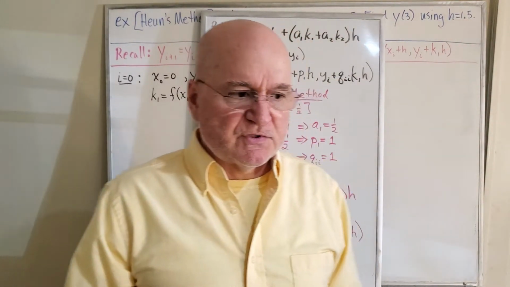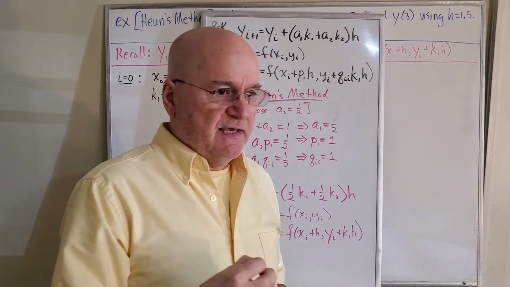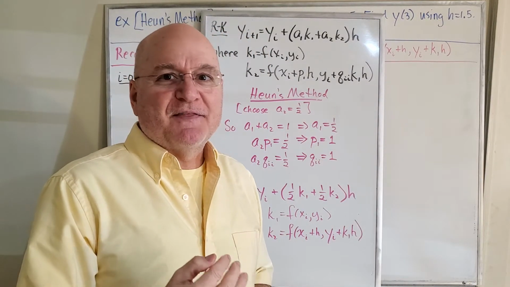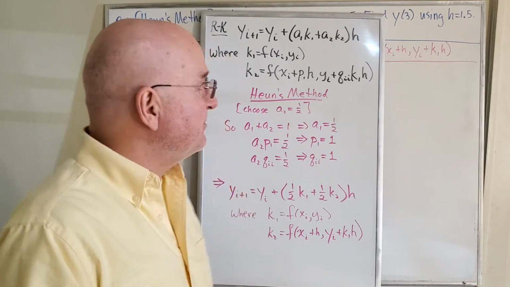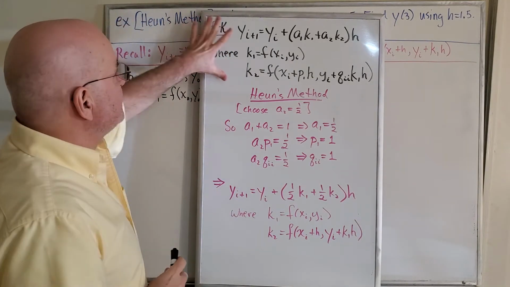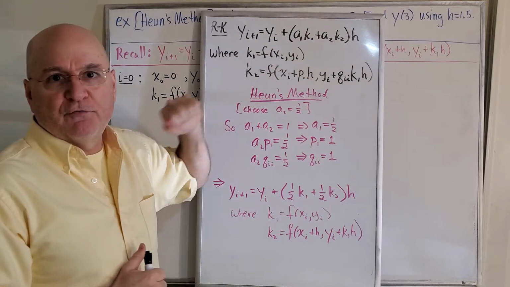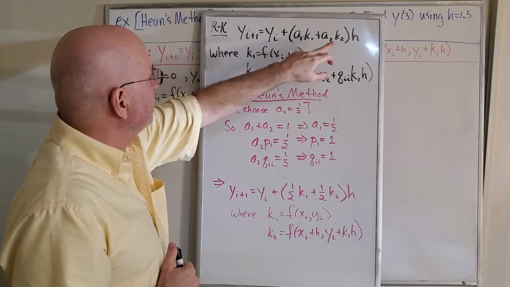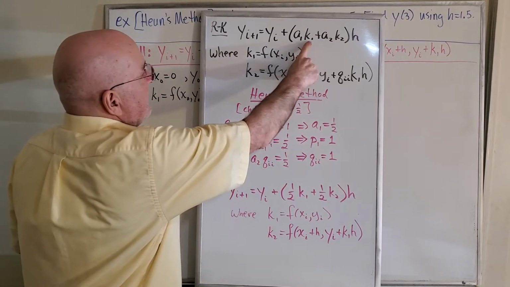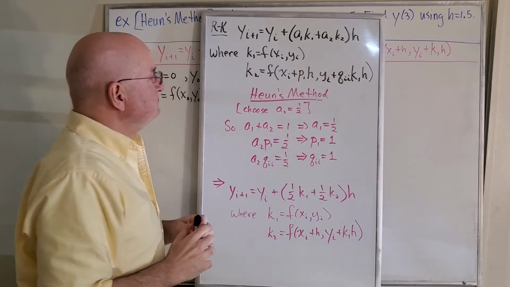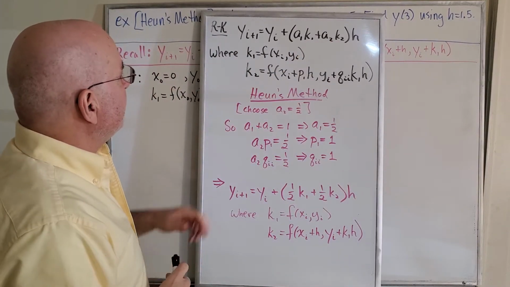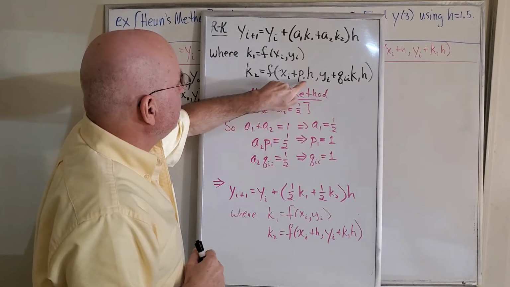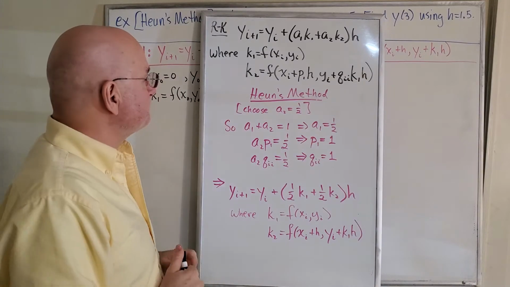Okay, let's take a first look at a special case of the Runge-Kutta method called Heun's method. I'm not sure how you pronounce it. This is the generic Runge-Kutta formula: y_{i+1} is equal to this, where k1 and k2 are defined below. And remember, we have four unknown parameters, a1, a2, p1, and q11.